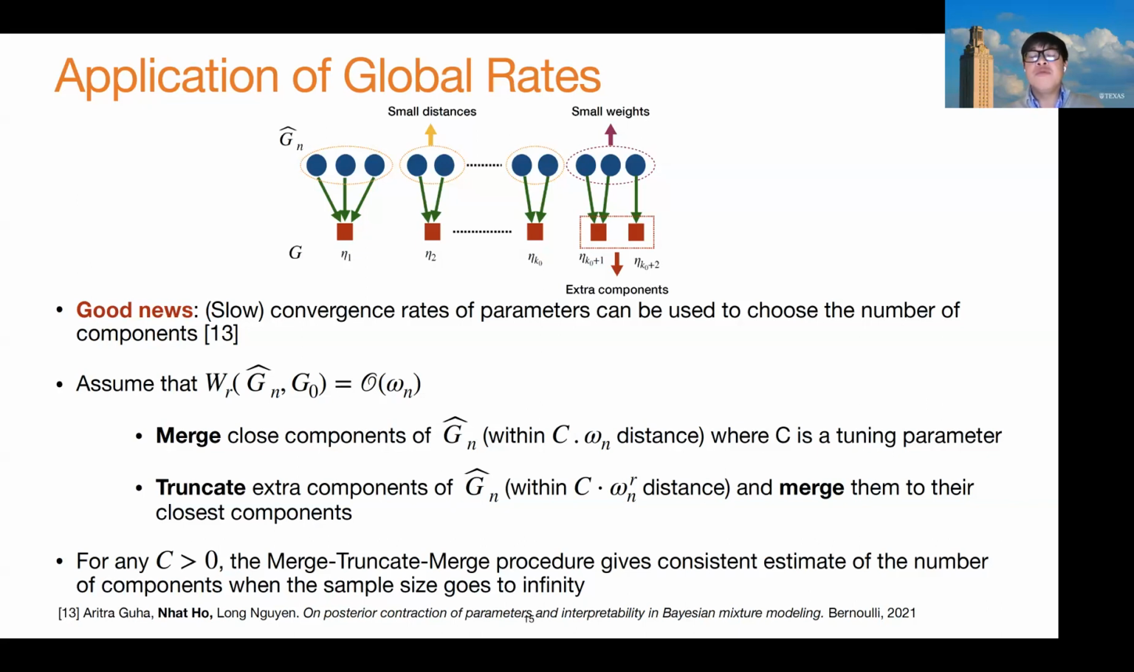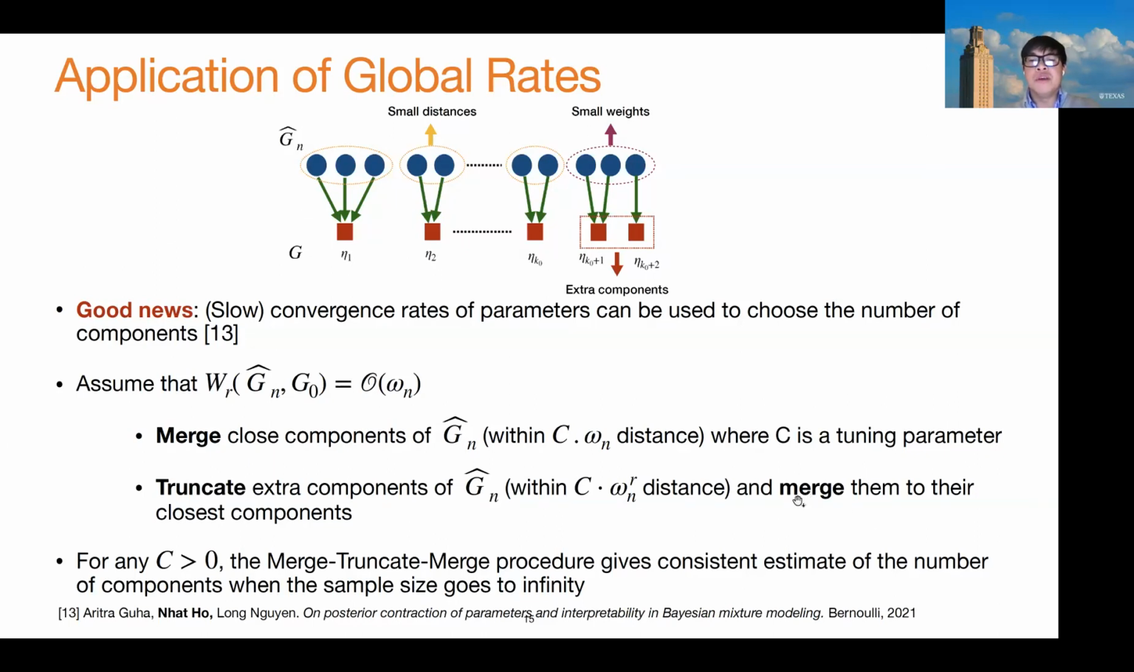But it turns out that even if we have a slow rate, we can still use these slow rates of the parameters to perform model selection. So the idea is that we can merge the close components of the estimators based on the rate, and then we merge them to their closest components also based on the rate of convergence.